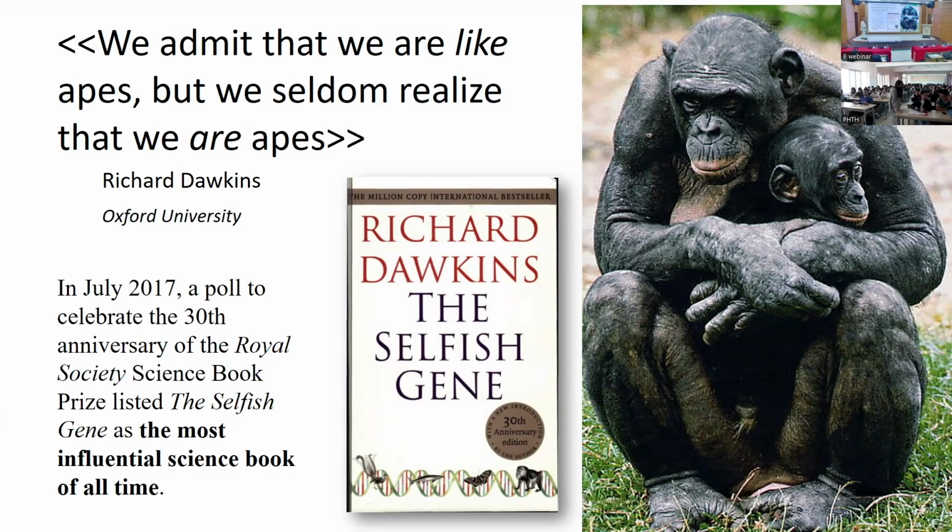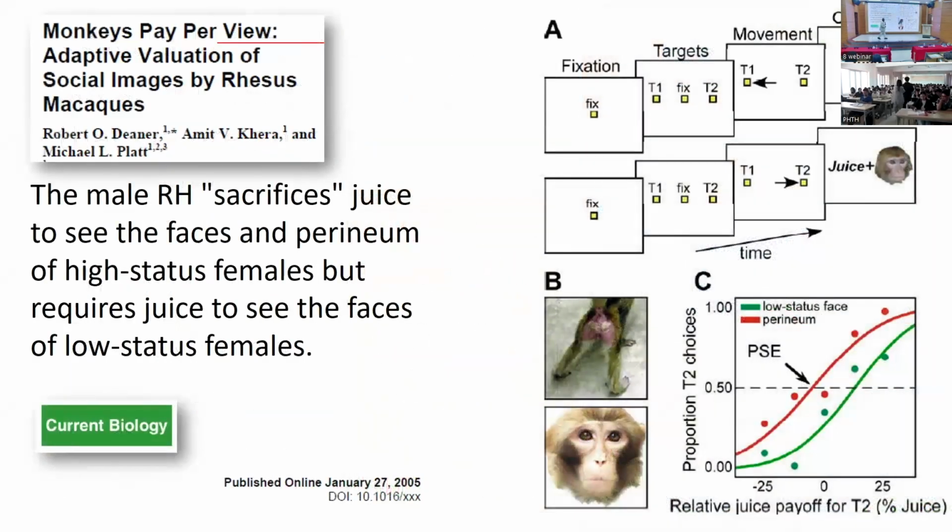I really suggest you read this book because it's very, very interesting, both for psychologists and for medical doctors. And I took from the Richard Dawkins book this sentence, which is, I think, very important. The sentence is, we do admit that we are like the monkeys. However, we seldom admit that we are monkeys. And I will show you why we are monkeys.